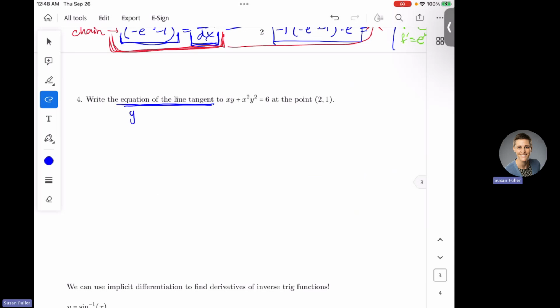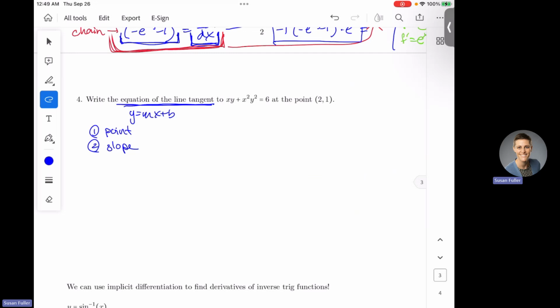Yeah, it looks like y equals mx plus b. I want the equation of a line. So to write the equation of a line, I need two things. What two things do I need? Yep, I need a point and I need a slope. Those are the two things that you need to have to write the equation of a line.